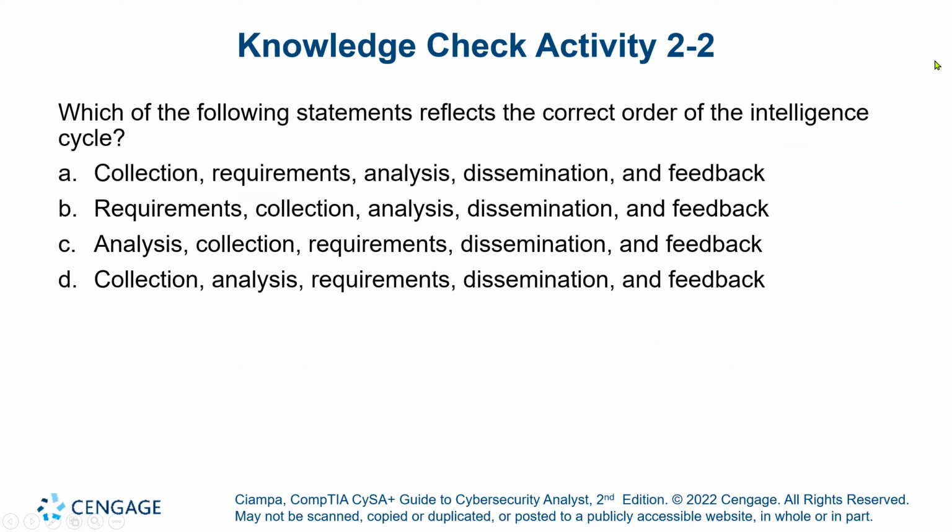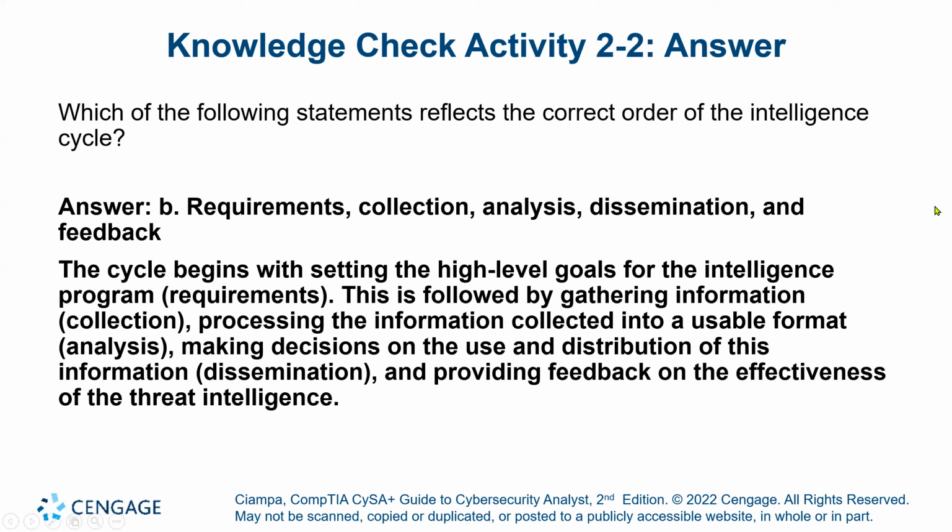Okay, knowledge check. Which of the following statements reflects the correct order of the intelligence cycle? Collection, requirements, analysis, dissemination, and feedback. Requirements, collection, analysis, dissemination, and feedback. Analysis, collection, requirements, dissemination, feedback. At least they left feedback in one place. Collection, analysis, requirements, dissemination, and feedback. Okay, let's see what they have. Good job, B. Requirements, collection, analysis, dissemination, feedback. I think they figured everyone would remember feedback at the end.